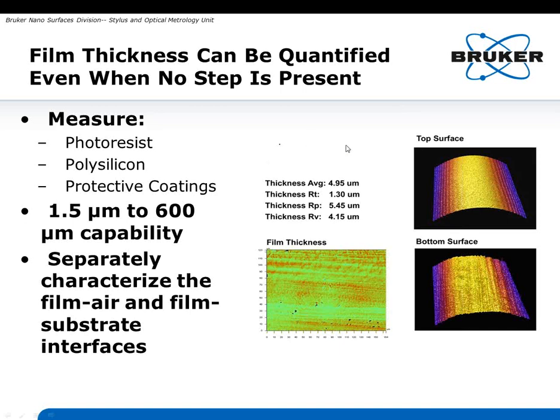So essentially what happens in a microscope is every interface creates a reflection. So you get a reflection from the air-film interface, and you get a reflection from the film substrate interface. And as long as those interfaces are separated by about 1.5 microns, it can be a little lower for some materials, all the way up to 600 microns, we can analyze those two signals separately and do characterization of the top surface roughness, top surface shape, bottom surface characterization, as well as look at overall film thickness.